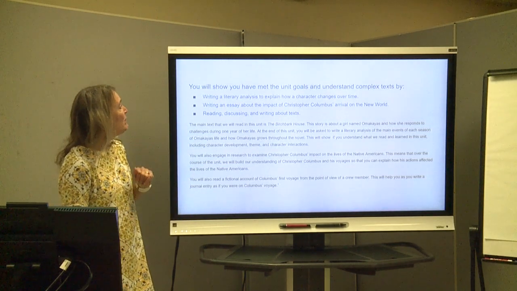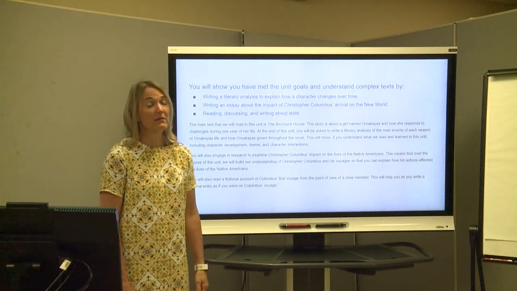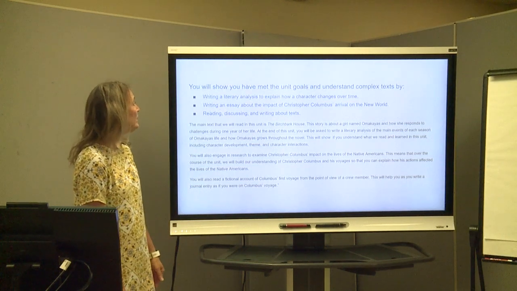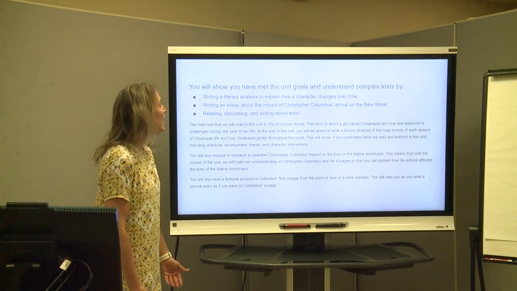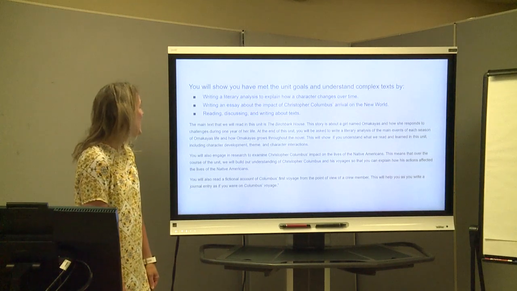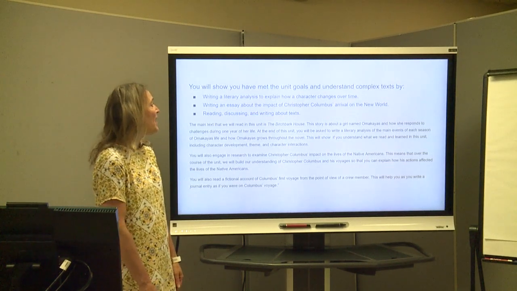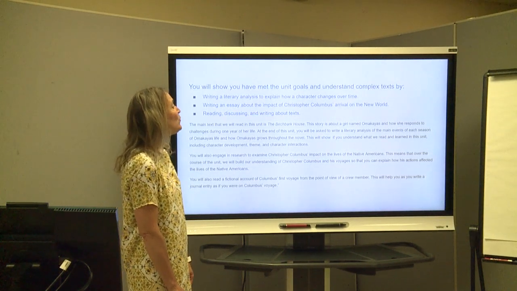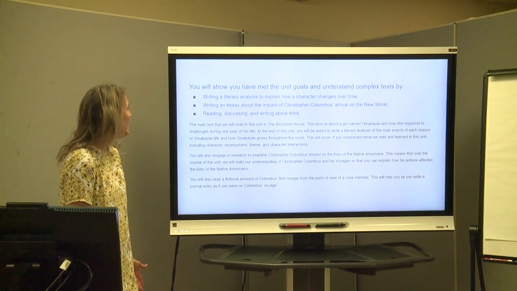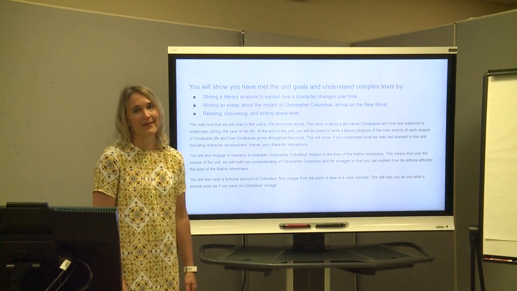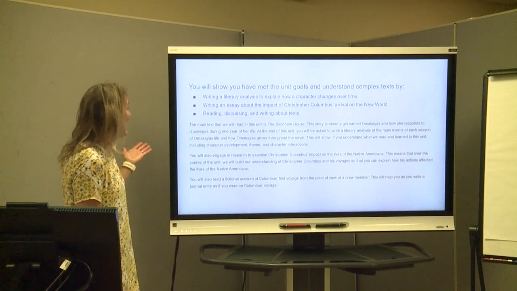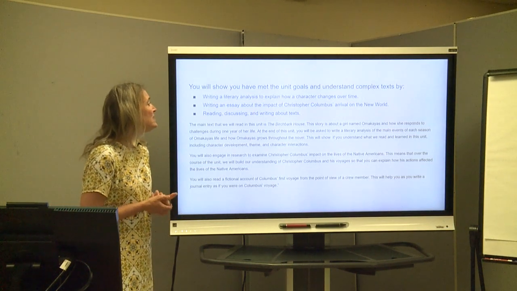You will show that you have met the unit goals and understand this complex text by writing a literary analysis to explain how a character changes over time. You will write an essay about the impact of Christopher Columbus's arrival in the New World, reading, discussing, and writing about text. Now, our main text that we will read in the unit is The Birchbark House.